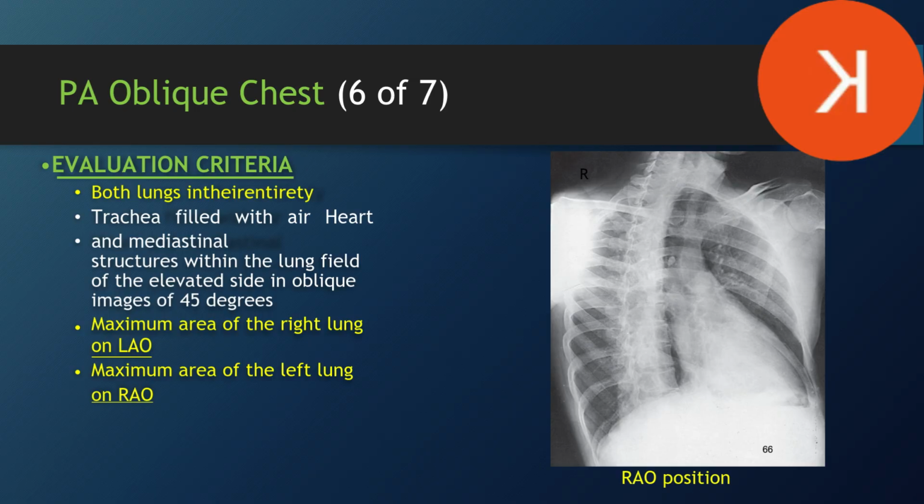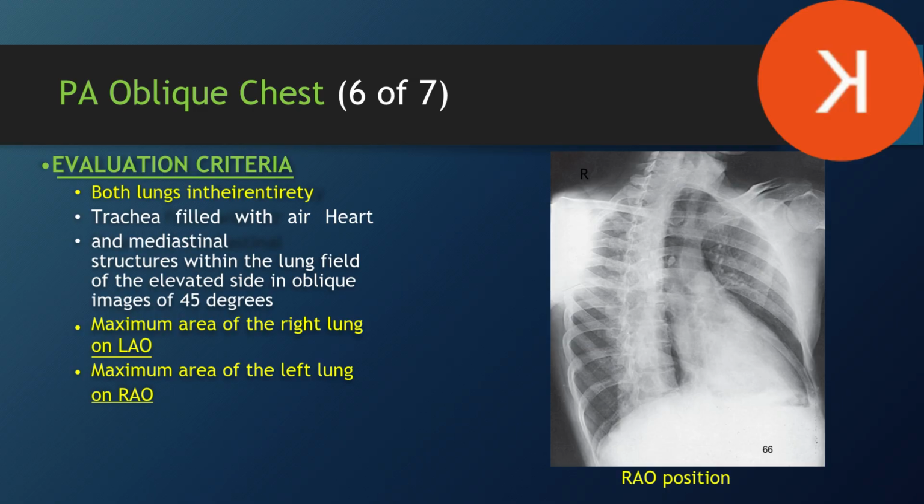Evaluation criteria for a PA oblique chest. So you see both lungs in their entirety. We see the trachea filled with air, heart, and the mediastinal structures within the lung field of the elevated side in oblique images of 45 degrees. Maximum area of the right lung on LAO and the maximum area of the left lung on a RAO position. Here in the picture we see the RAO position, and then the maximum area of the left lung.